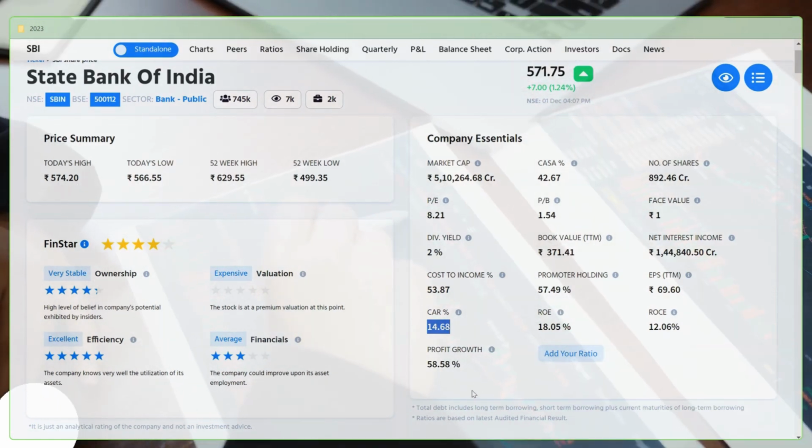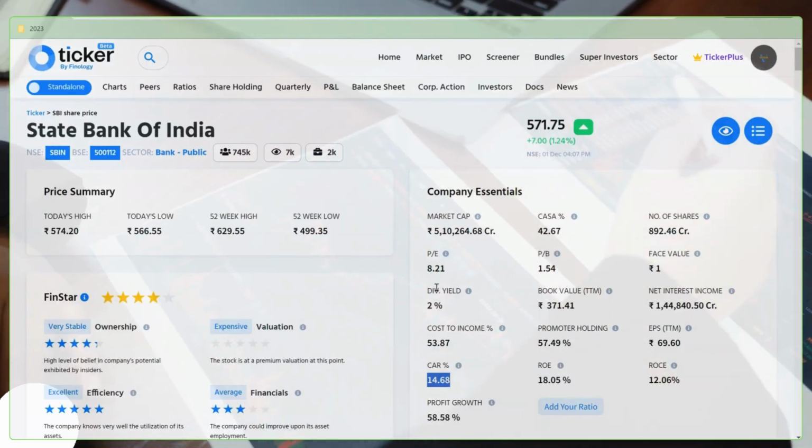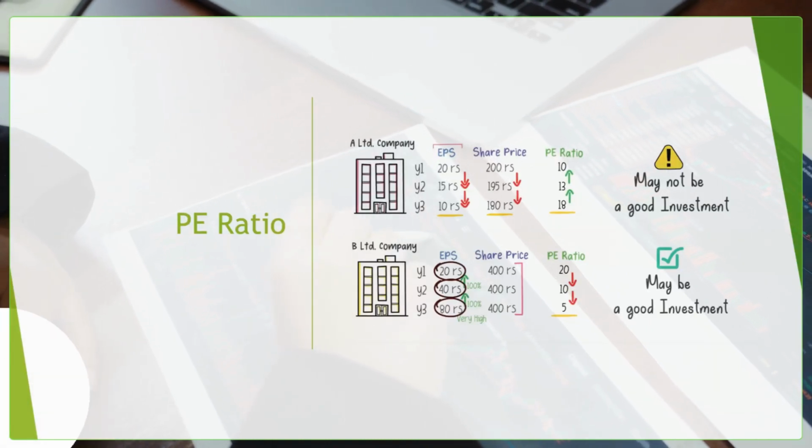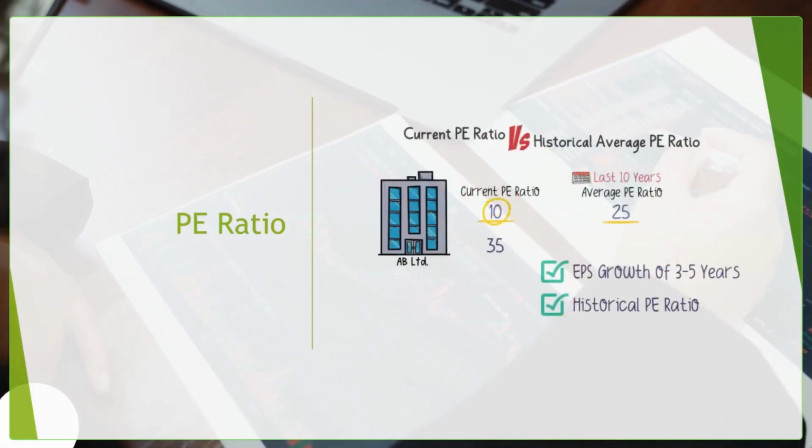So yes, we can consider buying SBI based on PE and other parameters. Around 18 is considered a good PE ratio, and we should compare with the same sector.